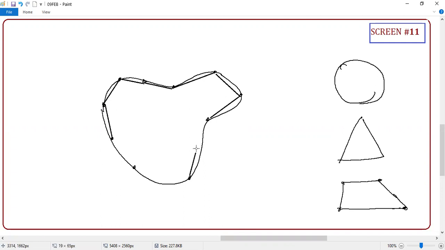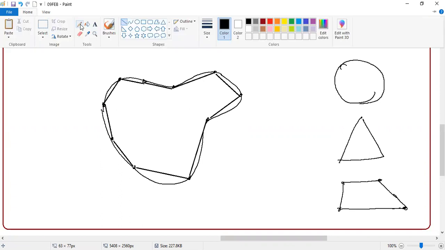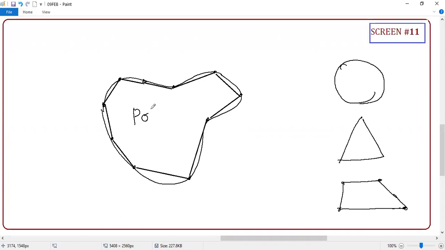Anyone can tell me what is this shape? Don't worry about the original shape. The one which I'm drawing, what is this shape? What is this? Polygon, sir. What is it? So any irregular shape can be converted into a polygon. Agree with me or not?